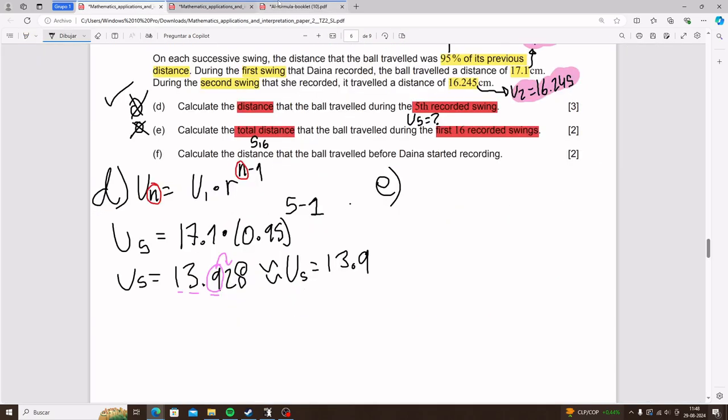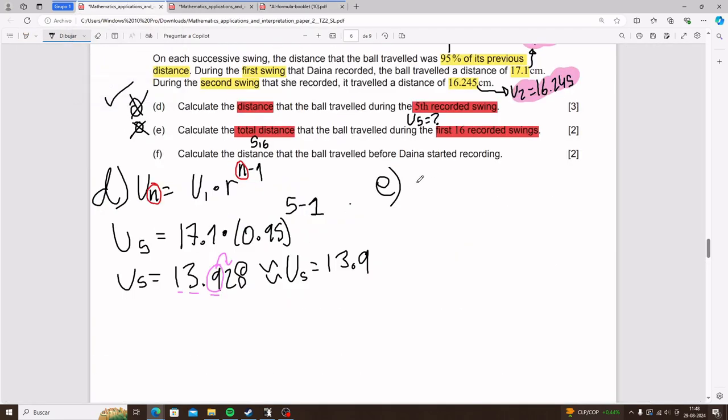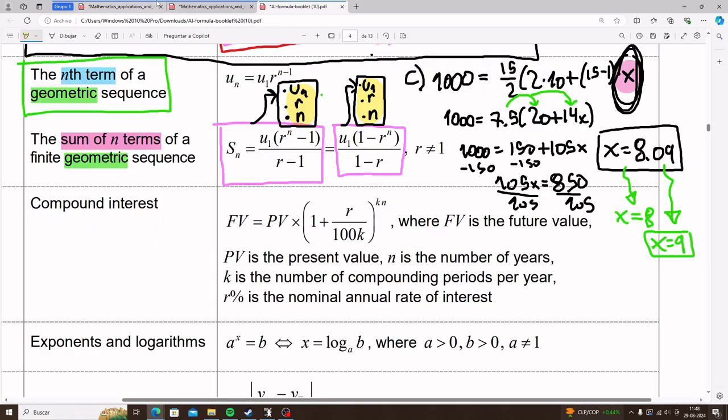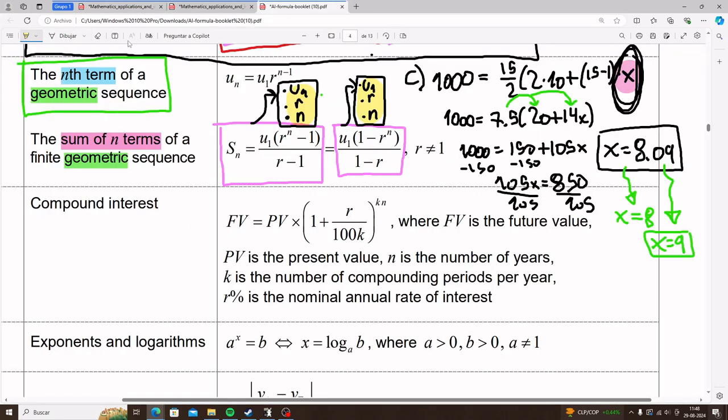So for part E, our formula is S of n equals U1 parentheses 1 minus r to the power of n divided by 1 minus r. Quick disclaimer, r cannot equal 1. Well, because as I showed earlier, it would be a geometric sequence that's not really changing. But more importantly, your denominator would end up as 0. You can never divide by 0.